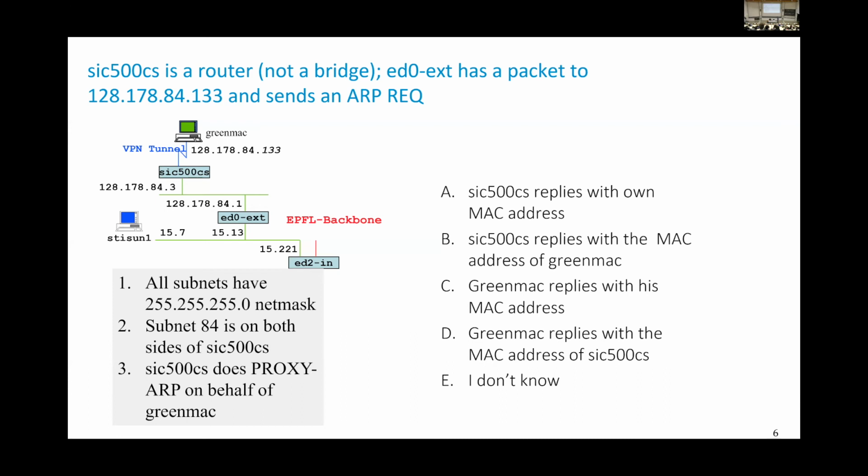Closed. So of course the correct answer is A. That's the goal of Proxy ARP. Proxy ARP means I reply with my own MAC address because I want to attract those packets to me, and I will take care of them, which is what the VPN server will do.